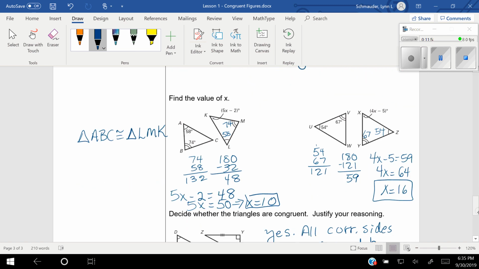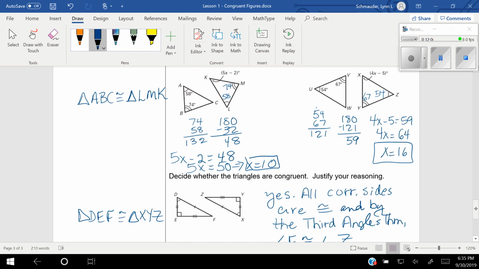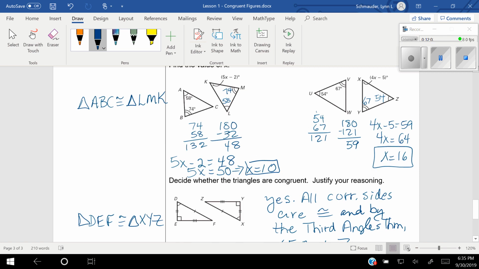Let's see what we got here. Find the value of x. Okay, well, let's see. I know that, because I got two sets of corresponding angles, two angles in one triangle are congruent to two angles in another triangle, that doesn't necessarily tell me that these triangles are congruent. Keep that in mind. I don't really know that these triangles are congruent, do I?